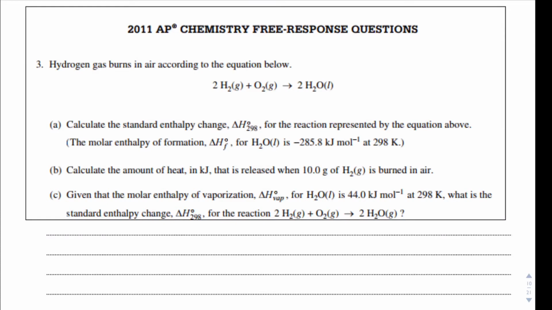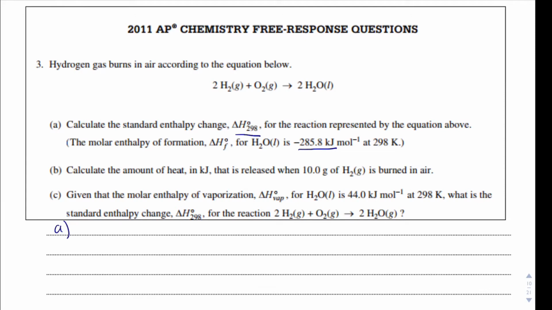In this video, we're going to take a look at question number 3 from the 2011 AP Chemistry free response questions. So in this one, it says hydrogen gas burns in air according to the equation below. Calculate the standard enthalpy change, delta H, at 298 Kelvin for the reaction represented by the equation above. The molar enthalpy of formation for H2O is negative 285.8 kilojoules per mole at 298 Kelvin. So this is kind of tricky. Don't love this question, part A, but it's very tricky.